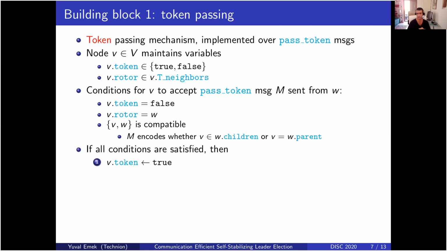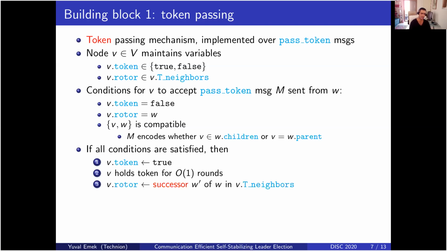Now, if all conditions are satisfied, then V accepts this newly arriving token and sets the token variable to true. Then it holds the token for a constant number of rounds. And following that, it passes the token to some neighbor. So to this end, it advances the rotor variable to the successor W' of W in its list of tree neighbors. And then it sends a pass token message, conceptually carrying this token to W', and resets the V.token variable to false, indicating that it no longer holds a token.